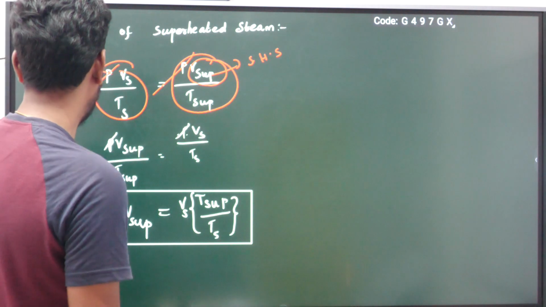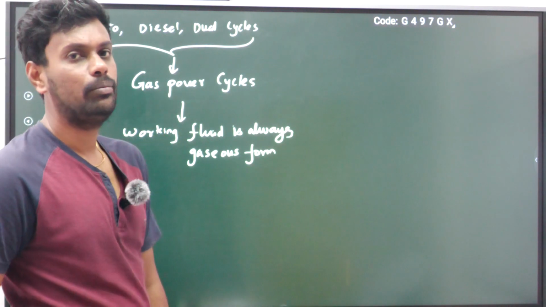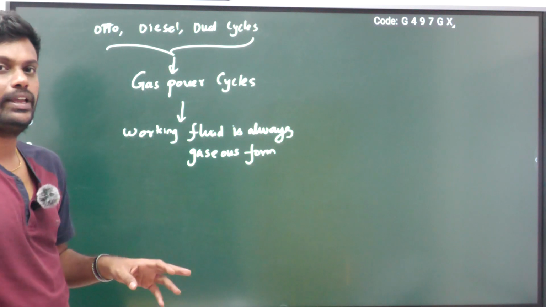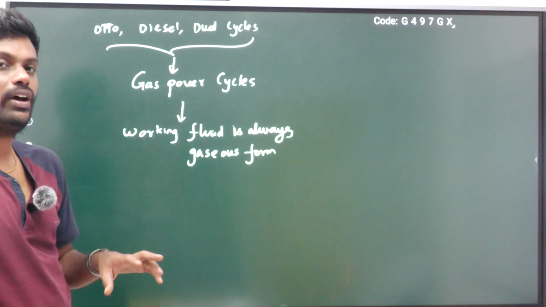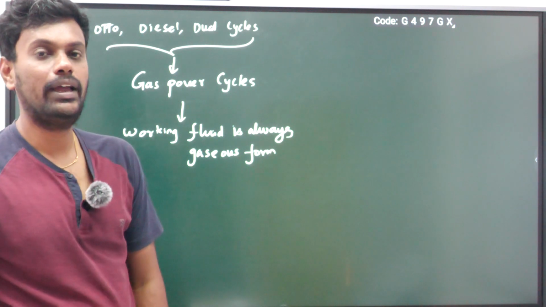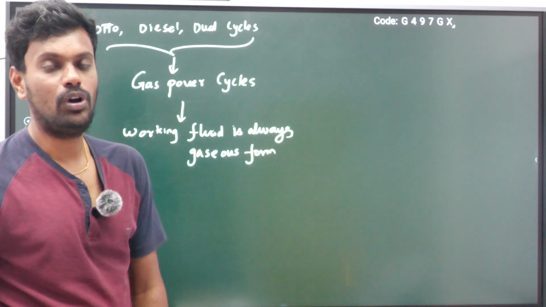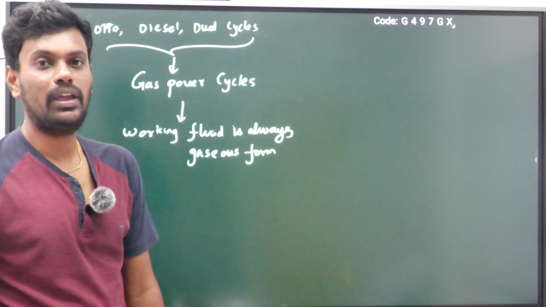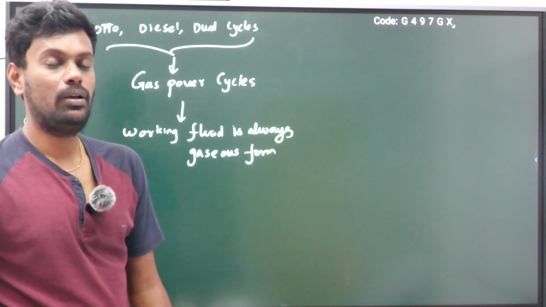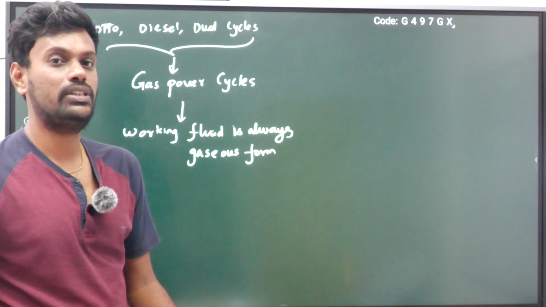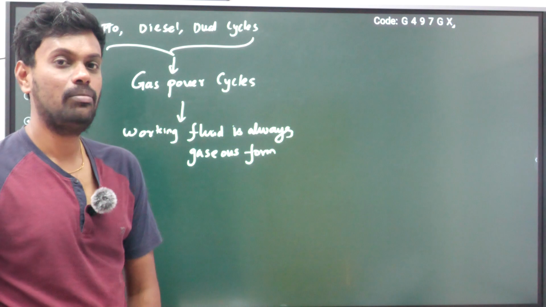Okay, next topic is Otto, diesel and dual cycles. In this we will first study what is Otto cycle, what is diesel cycle, and what is dual cycle. Then we will go for some analysis of the Otto, diesel and dual cycles. Otto, diesel, dual, all the cycles are gas power cycles. Why is it named a gas power cycle? Because the working fluid entering the system is in gaseous form. So these are called gas power cycles.